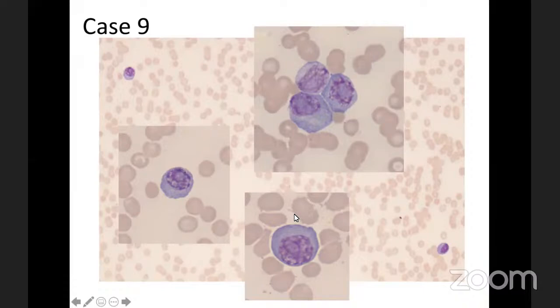Usually as the plasma cells go mature, they will acquire more abundant cytoplasm. They will become larger in size and the chromatin will be more condensed. So these are not plasmablasts, but they are not the very nice mature plasma cells.